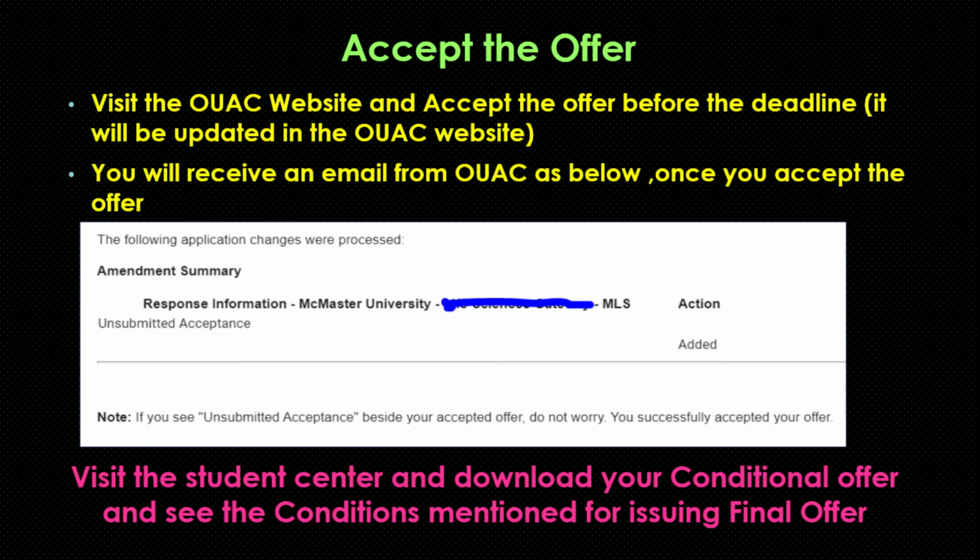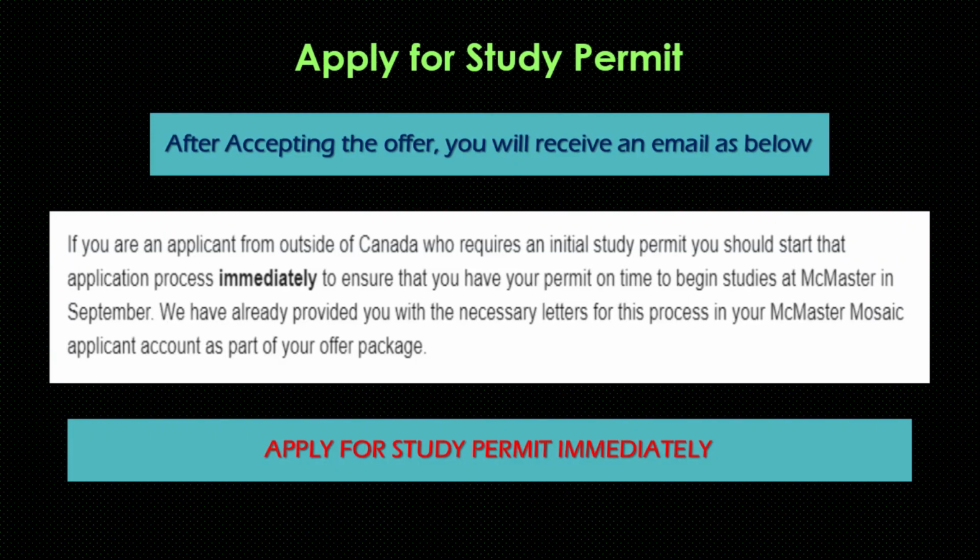Mostly the main requirement is the final marks card of your class 12. You can submit this once you receive your class 12 final marks card. Then you will receive an email requesting you to apply for a study permit. There are two criteria for the study permit application: for those applying from Canada and those applying from outside Canada. International students should select application outside Canada.